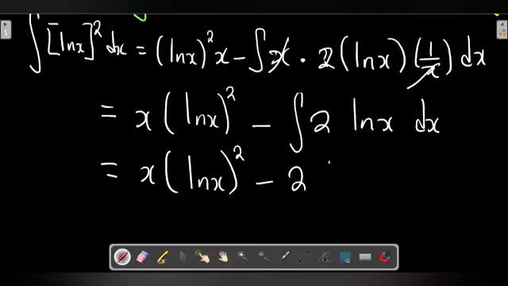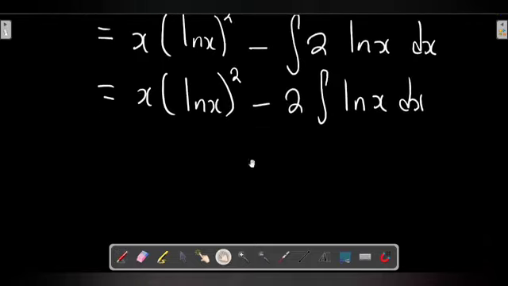Then from here, we are going to have x ln x squared minus, these 2 will be outside the indefinite integral sign. Then in brackets, we have ln x dx. Now, after having this, what are we going to do? We can notice that we still have the indefinite integral of ln x dx.